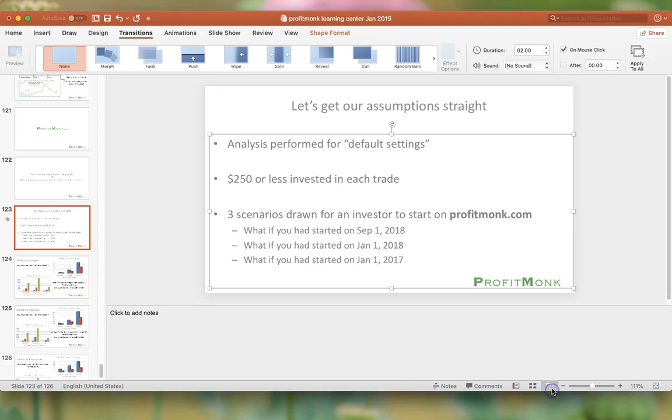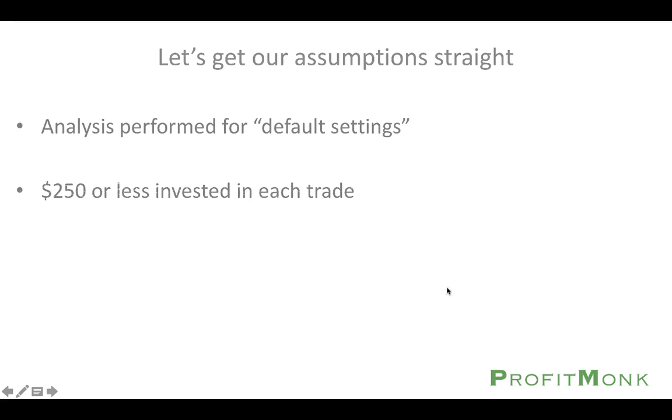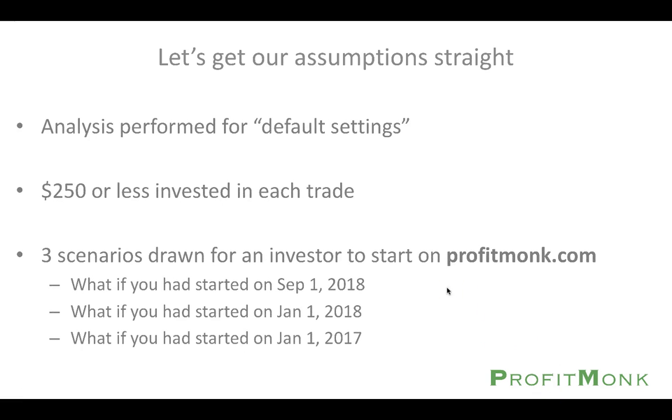September 1st, 2018. Basically, you were the unluckiest guy on the planet and you had no beginner's luck. So, what if you had started on September 1st, 2018? How would your account look now? And then we will look at two other scenarios. What if you had started in January of 2018, and what if you had started in January of 2017? So basically how the strategies have performed over slightly longer periods: last quarter, about a year and change, and about 2 years.